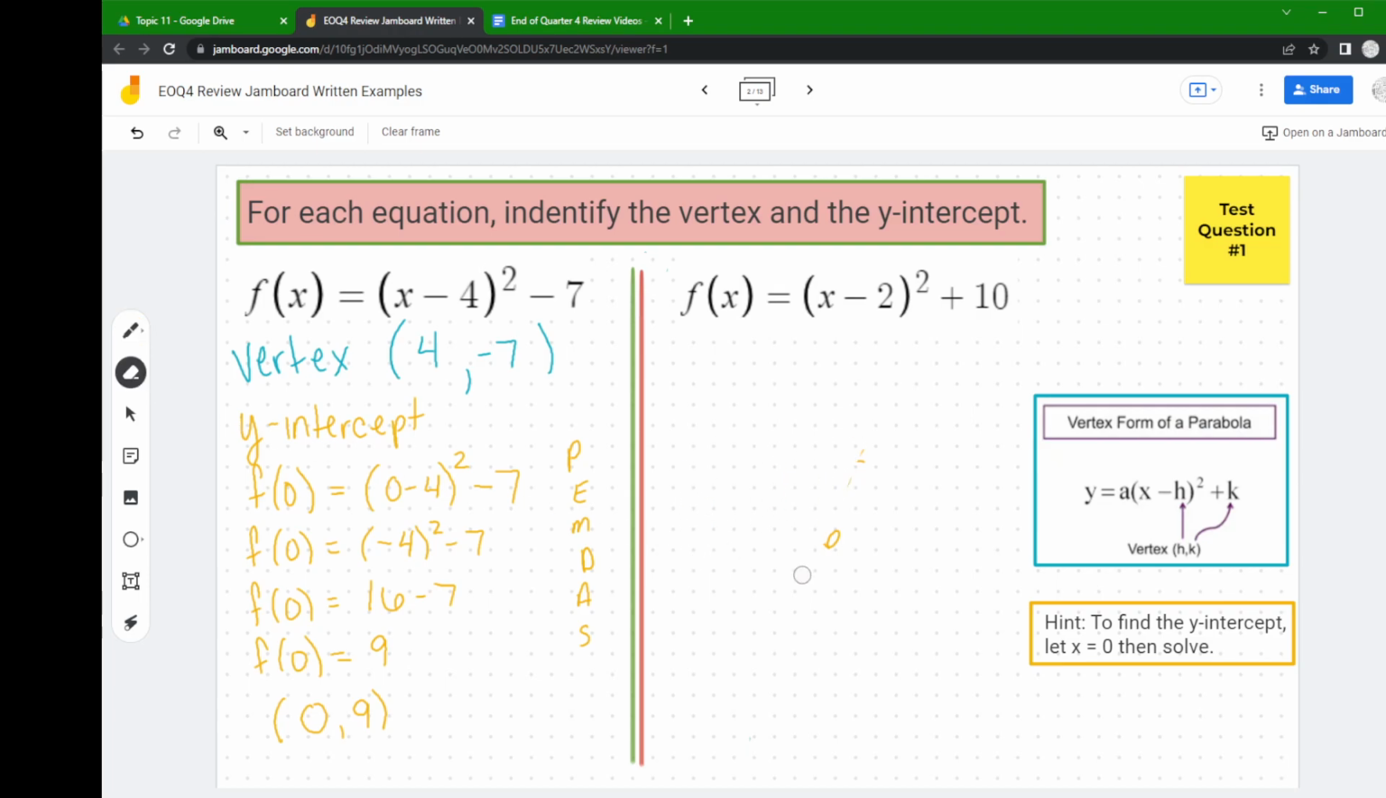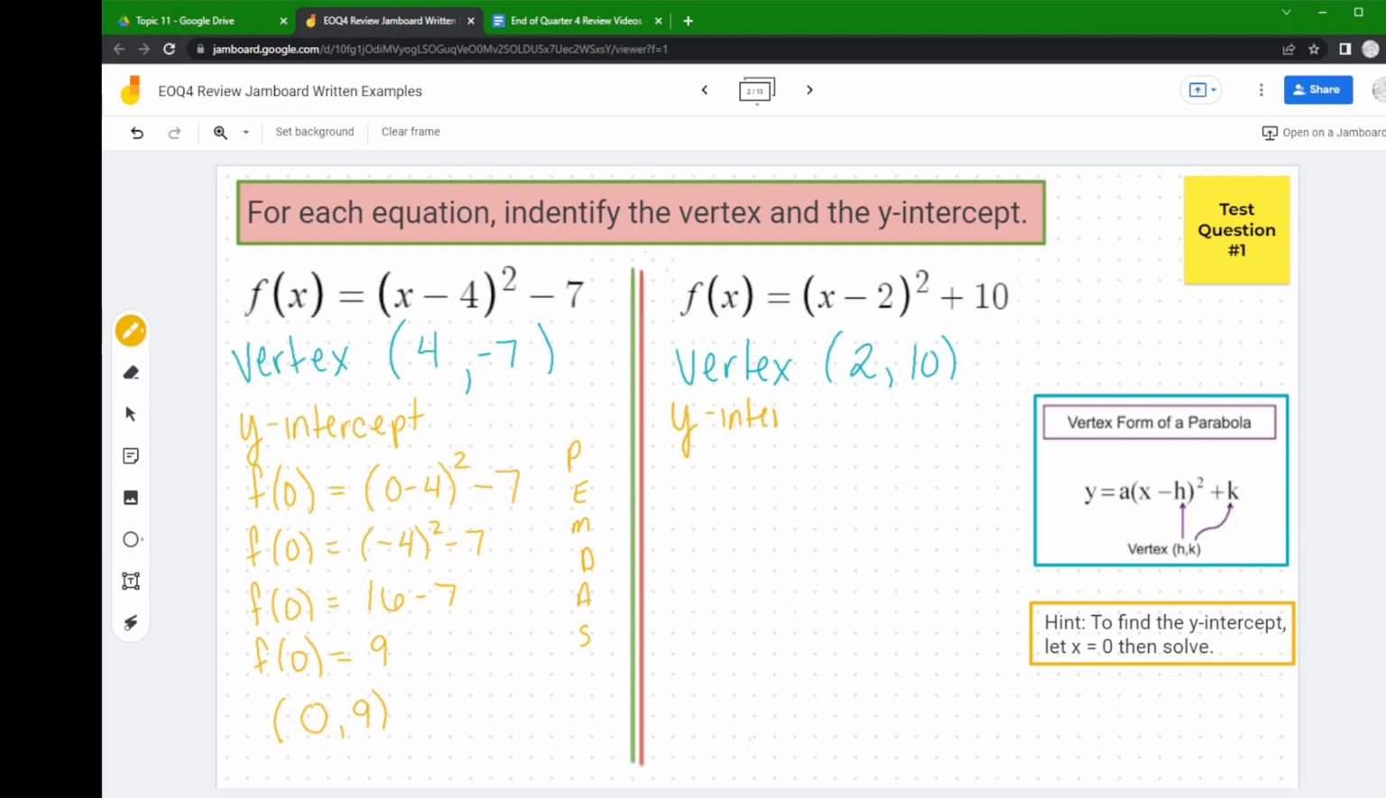All right, so I'm just making room so I can do this on the other side. Starting with my vertex, I see here I have x minus 2 where my h is. So the number being subtracted from x is a +2. And then my k is the 10 that's just kind of looming over here.